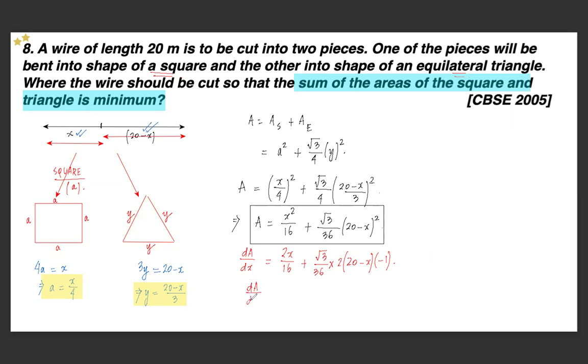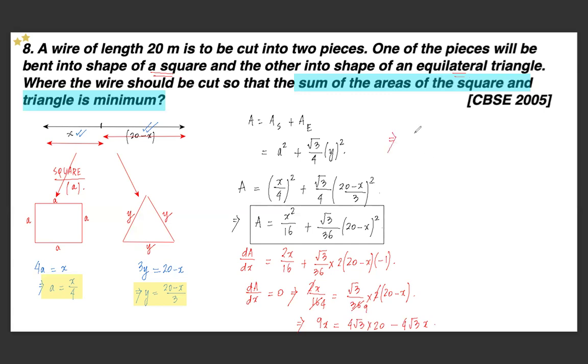The next step is to equate it to 0. So what do we get? We get 2x by 16 is equal to √3 by 36 into 2 into 20 minus x. If we simplify this part a little, 4 4s are 16, 4 9s are 36. This 2 and this 2 cancel out. If I cross multiply, this is 9x and here it will be 4√3 into 20 minus 4√3 into x.